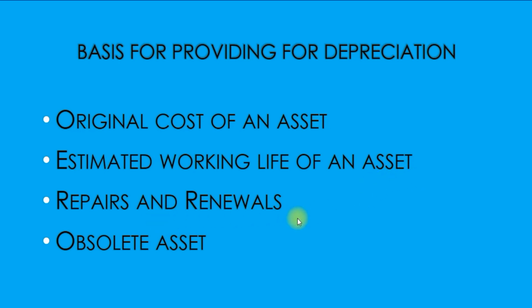What is repairs and renewals? That is the amount spent for repairs and renewals to keep the asset in a proper working condition, due to which the depreciation may be lowered on the asset. And an obsolete asset actually depends upon the improvements made. The greater the improvements made, the higher the depreciation that should be written off from the asset.